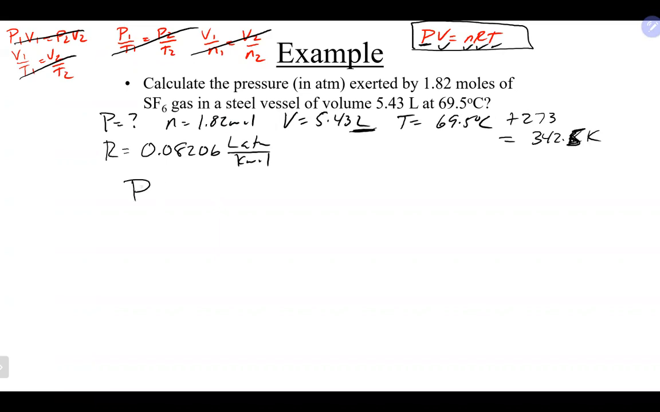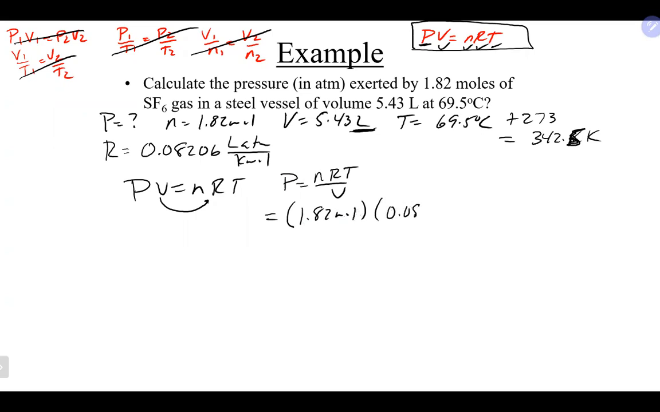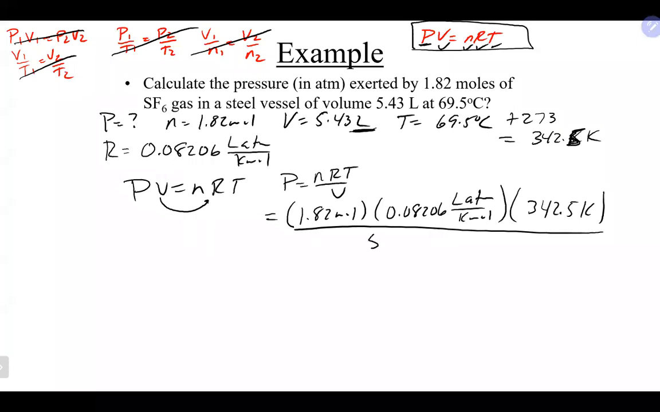And that means that PV is equal to nRT. We're going to take volume to the other side by dividing it over there. And that would give us P is equal to nRT divided by V. Putting in our values here, n would be 1.82 moles. Our R, which again, you can use the rounded version, 0.0821, if you like as well. And our temperature in Kelvin, all divided by our volume here in liters.